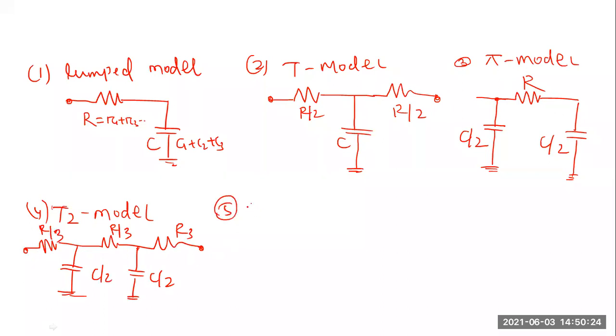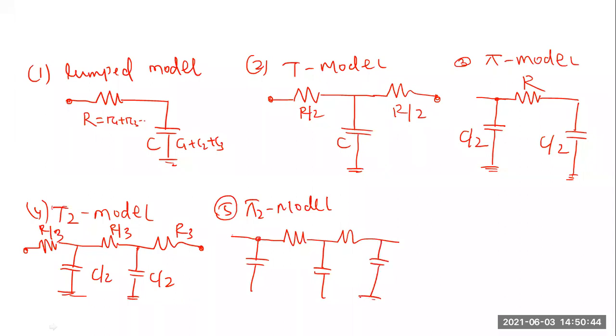Similarly, the pi 2 model has two resistances and 3 capacitances. This is C by 3, C by 3, C by 3, and this is R by 2, R by 2. In every case, this is out, this is in.